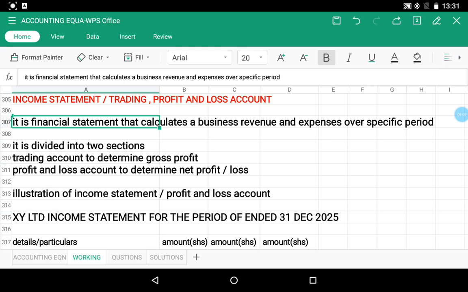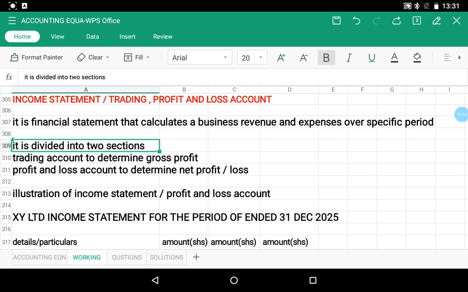Of course, when you talk about the income statement or trading profit and loss account, its main purpose is to get a net profit or a net loss. After getting your revenue, you subtract the cost of purchasing or production, then you subtract the expenses you incur while doing the whole process of trading. So now, after knowing why we prepare the income statement is to get net profit or net loss, let us look at it.